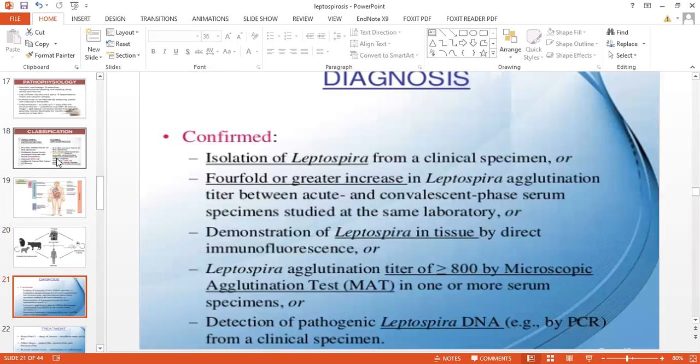For the diagnosis, we can confirm it from a clinical specimen by a fourfold or greater increase in leptospira agglutinin titer between acute and convalescent phase serum specimens studied at the same laboratory, or demonstration of leptospira in tissue by direct immunofluorescence. The other method is a leptospira agglutinin titer of more than 800 by microscopic agglutination test in one or more serum specimens. Or we can have detection of pathogenic leptospira DNA, for example by PCR, from a clinical specimen.